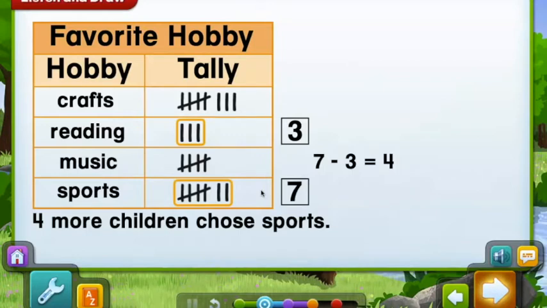If we were looking at this tally chart and wanted to find the total number of children who liked all hobbies except for reading, let's say, then we would count the ones in crafts, music, and sports, but not in the reading row.